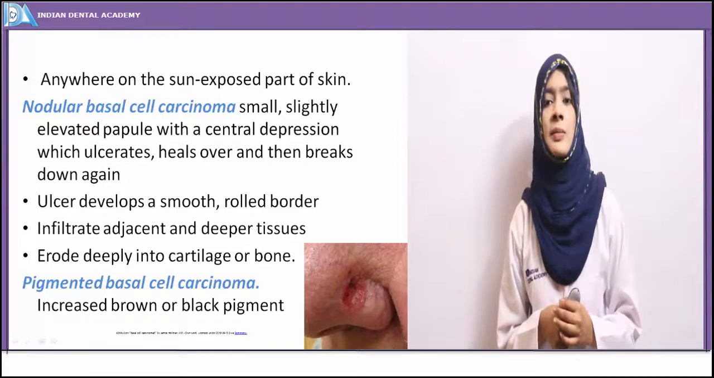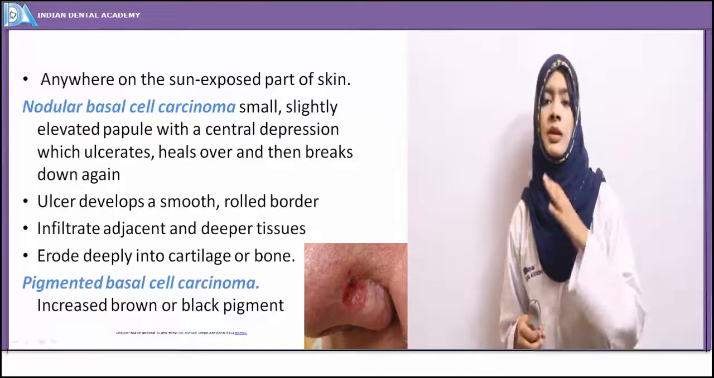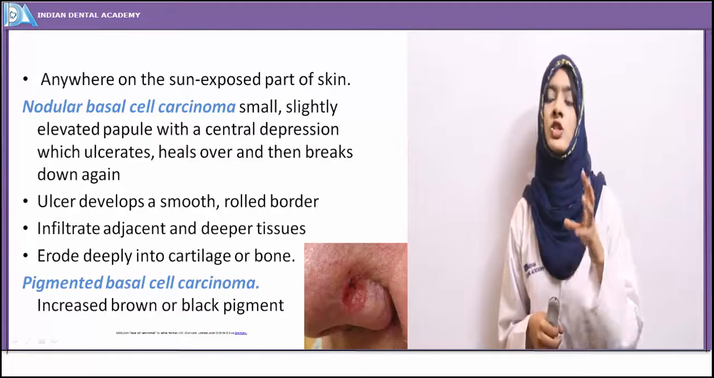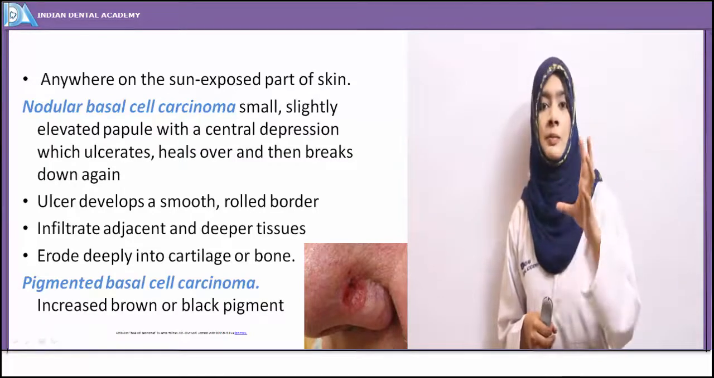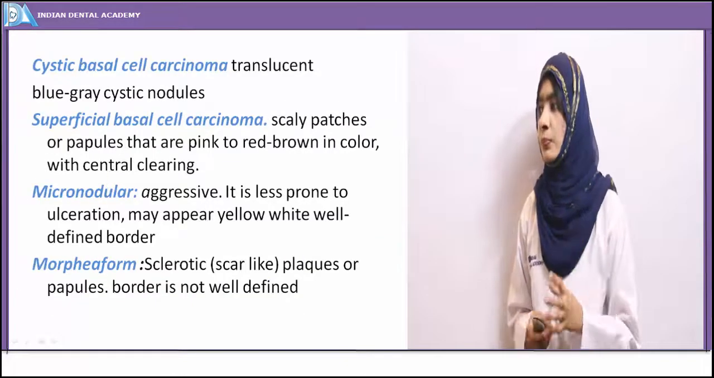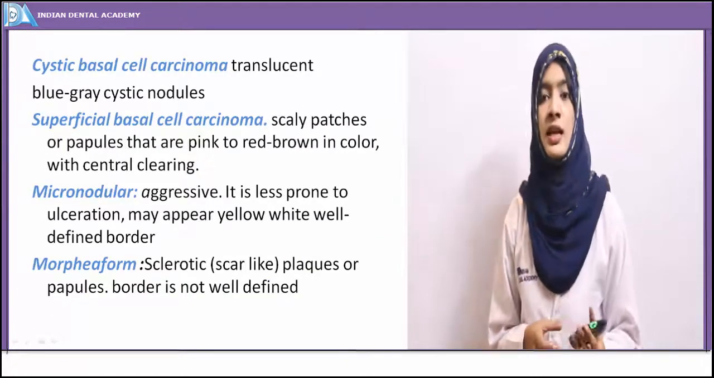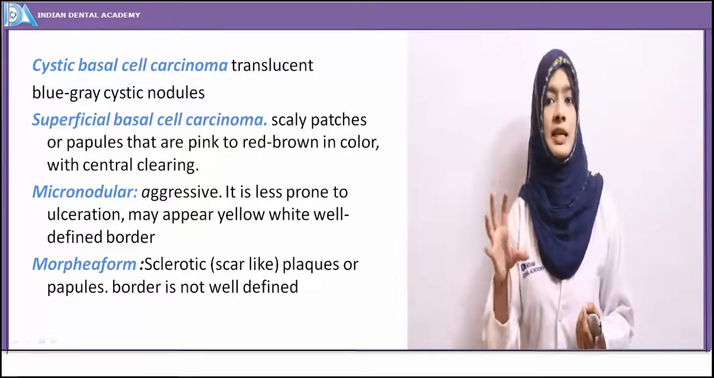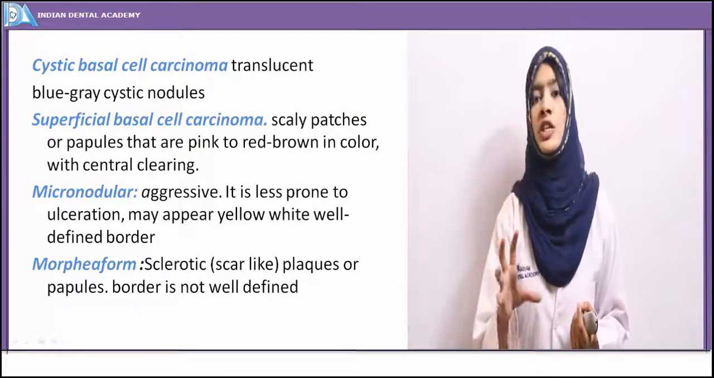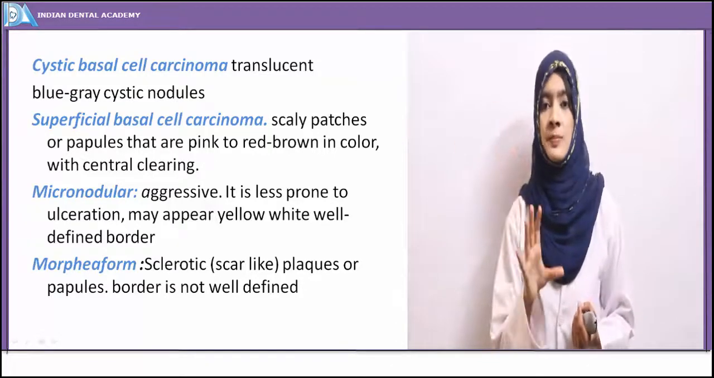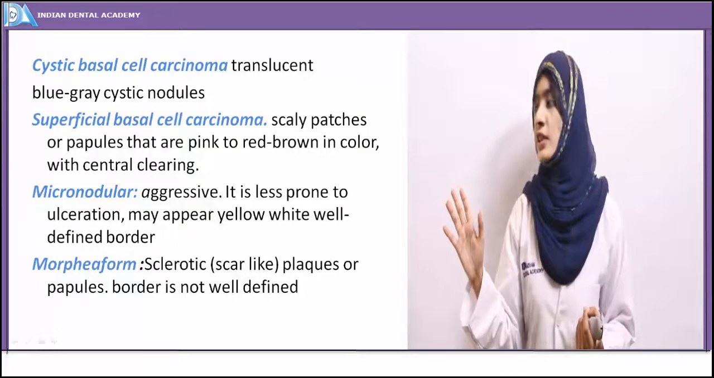If we see the pigmented basal cell carcinoma, they are nothing but the nodular basal cell carcinoma with increased melanocyte deposition. So clinically you can see that a deep brown or dark brown pigmented nodule-like thing is present. The cystic basal cell carcinoma is nothing but the clinical appearance shows a translucent blue cystic nodule. Clinically, it appears to be fluid-filled, bluish in color, and microscopically it shows cystic spaces. So the term itself indicates that.